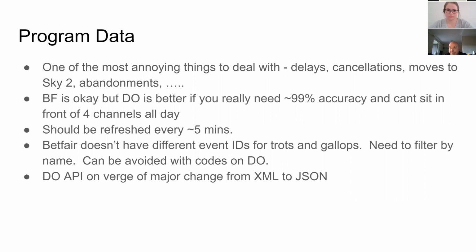The worst thing about the Betfair API is the event ID, right? It's always 7 for trots and gallops, and you need a pretty ugly filter to get rid of that. The Dynamic Odds API has different codes, but they're in the midst of a major rewrite.